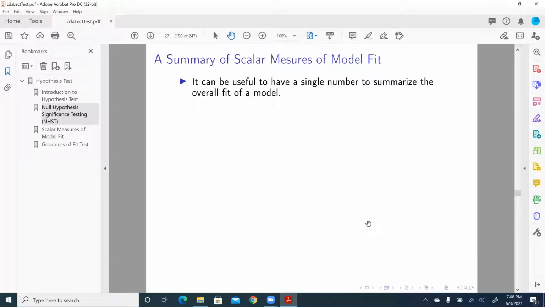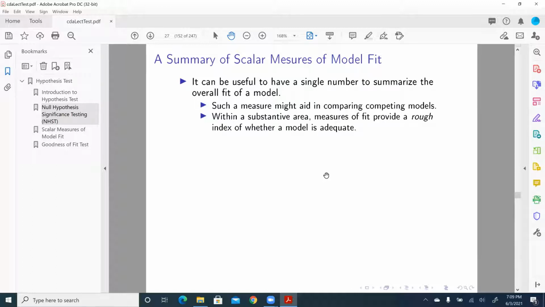Well, let me talk about scalar measures of model fit. Here's a summary. For a scalar measure, we only have a single number to summarize the overall fit of a model. And it is quite useful, right? Very compact, very condensed, one number to summarize the model fit. Such a measure might aid in comparing competing models.